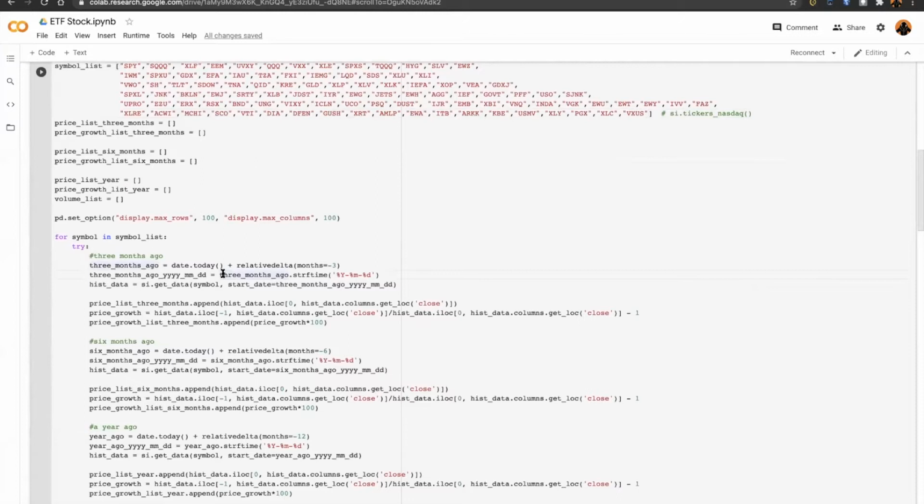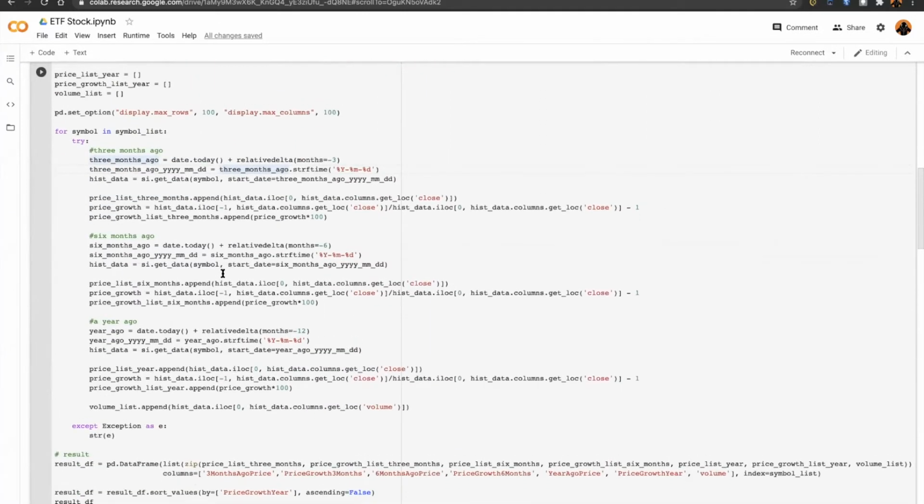What I checked here is price growth. The ETF's price growth is based on 1 year, 6 months, and 3 months. So I check the price 1 year ago, 6 months ago, and 3 months ago. Then I also have to check the current price, right? Based on the current price versus the price a few months ago, I check the percentage, how much they grew within this 1 year, 6 months or 3 months. So that's what I did.